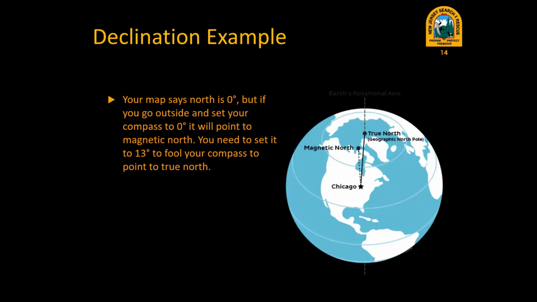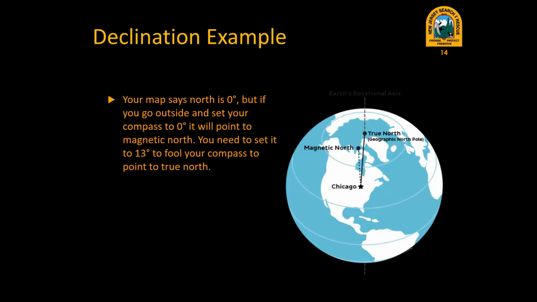Every map points to true north, or as Scott and I call it, geographic north. This is the direction to the North Pole of the world. Your compass, however, the needle will point towards magnetic north. That is the strongest magnetic field that it can interact with at any given point in time.